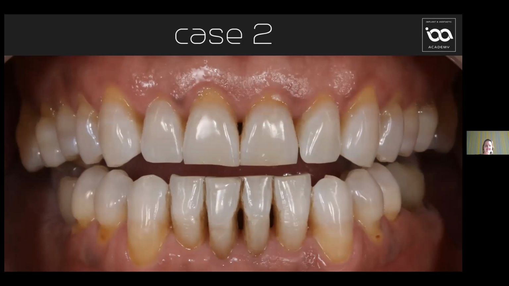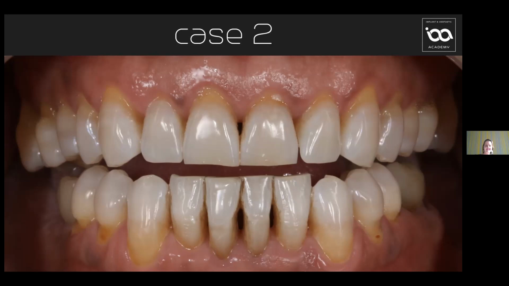If you look at the situation where he obviously has recession, doing soft tissue grafting or coronally advanced flaps in a case like this is not really going to work. And so we had to come up with a restorative option to improve the aesthetic. In other words, lengthen the upper anteriors and actually shorten the lower anteriors.